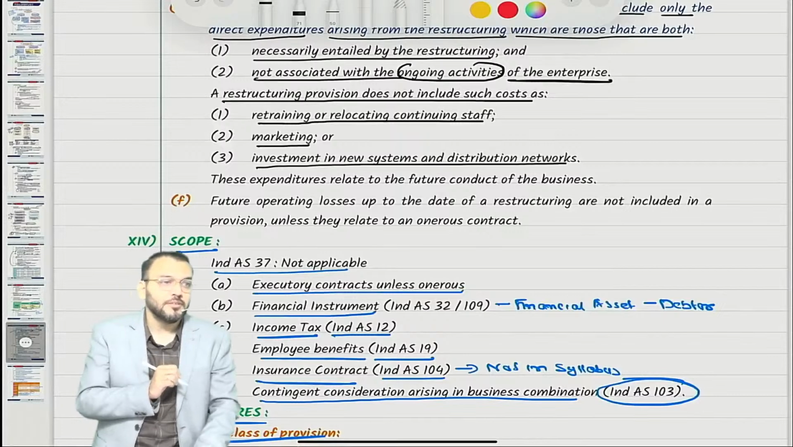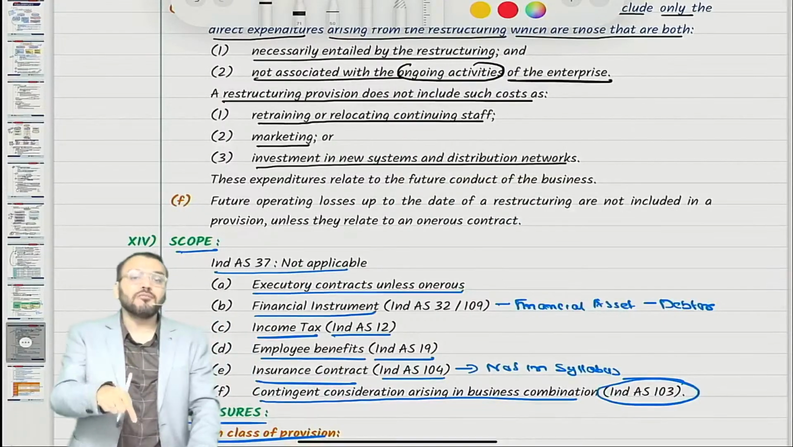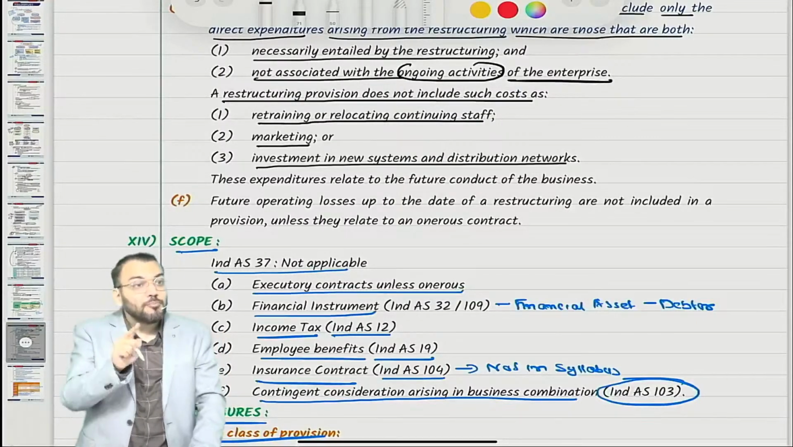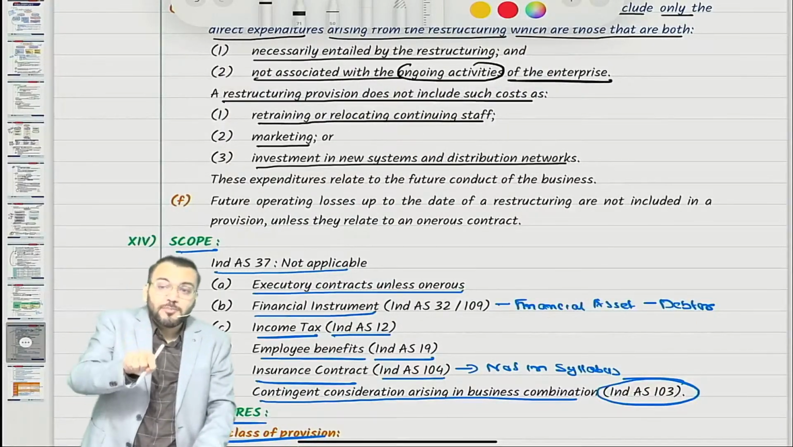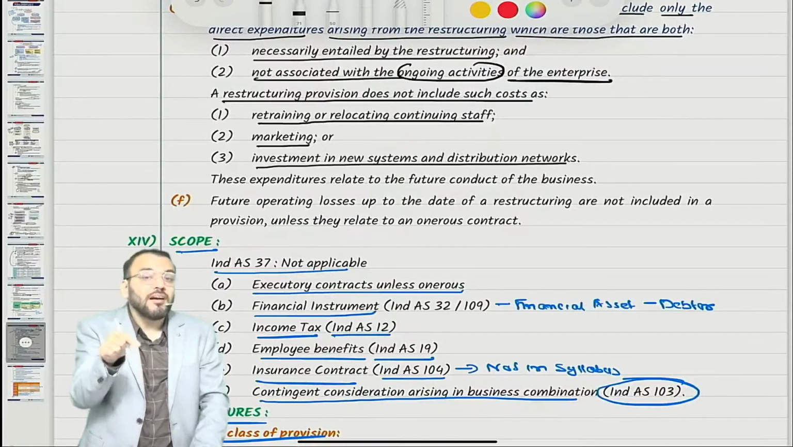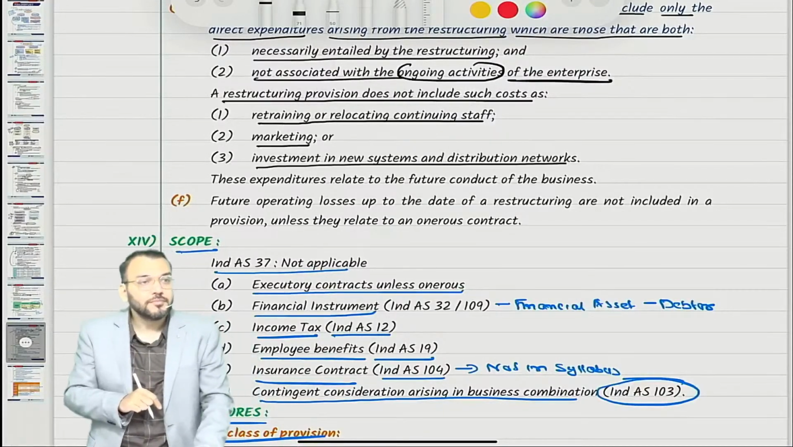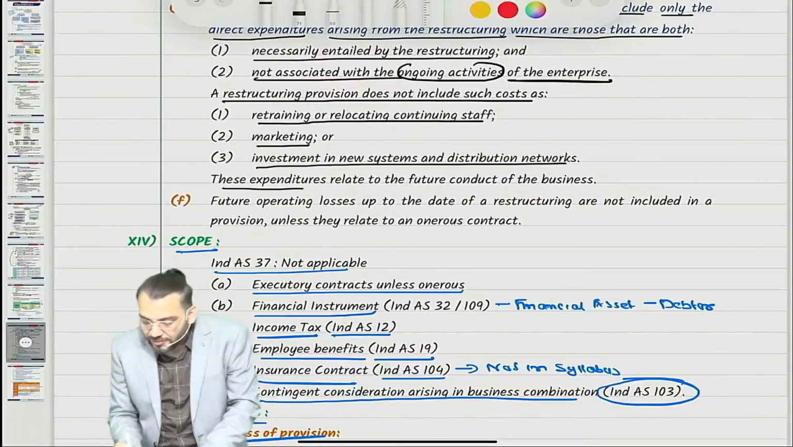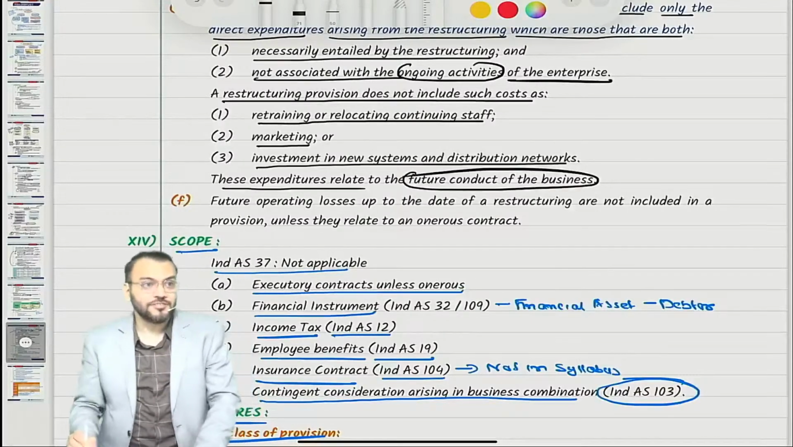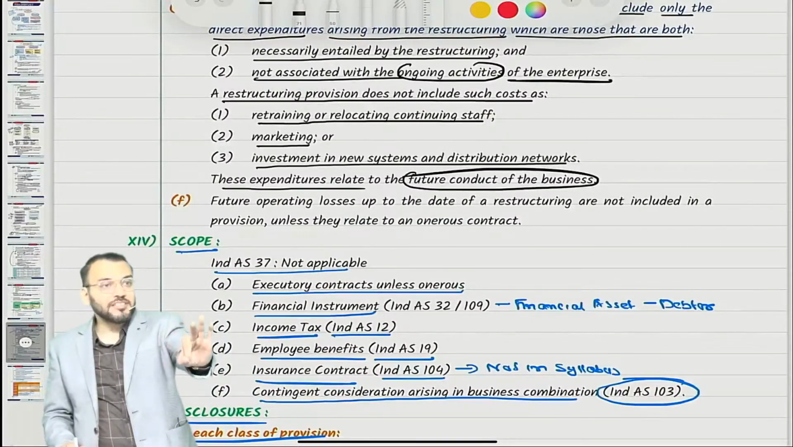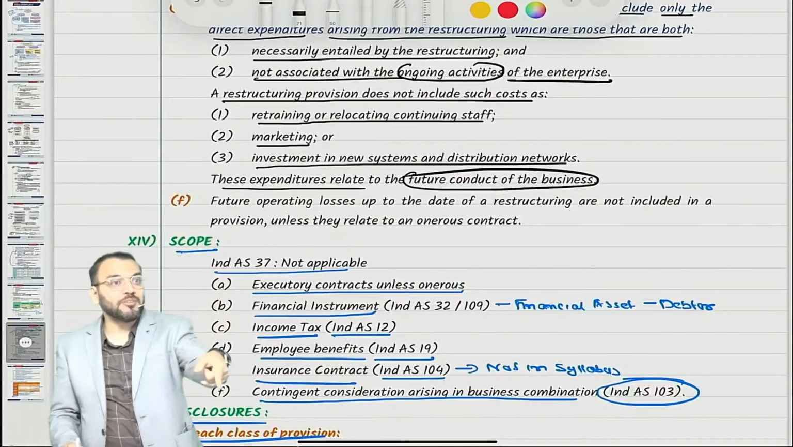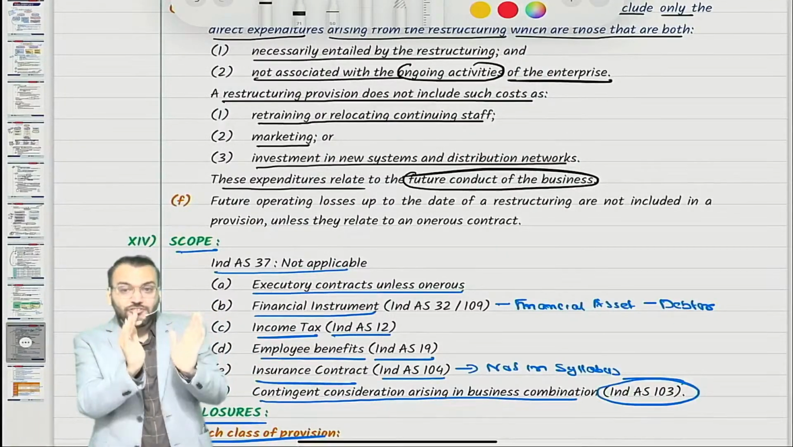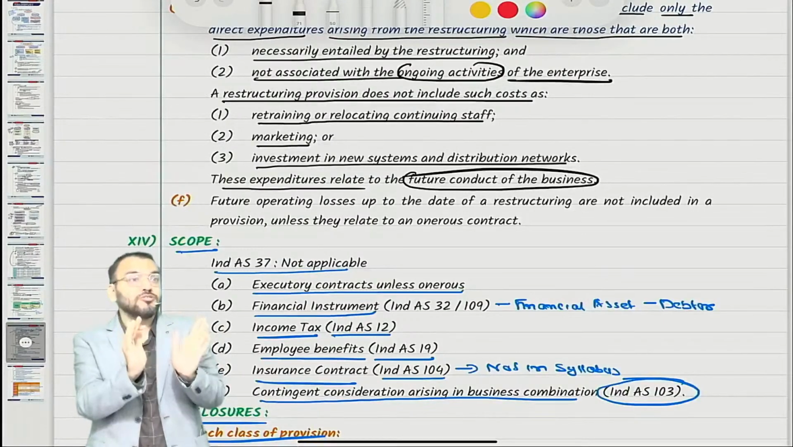But why should the provision not include these expenses: retraining expenses, relocating expenses, marketing expenses, or investment in new systems, etc.? Very good. Can you see these expenditures relate to the future conduct of business? Correct. 100% correct, which means you have understood the last example we did in class.